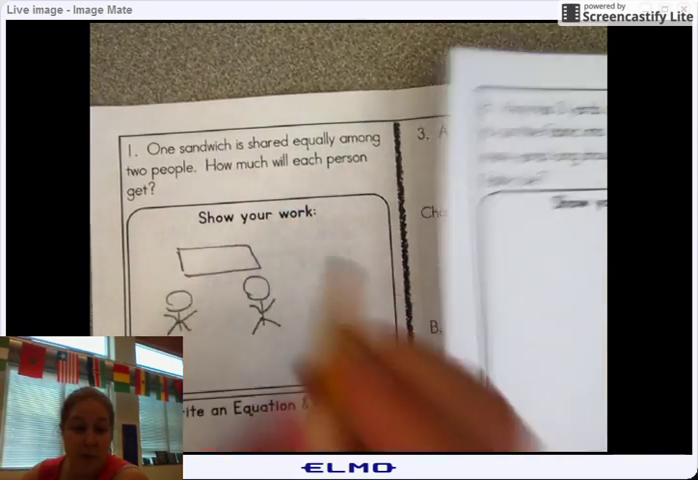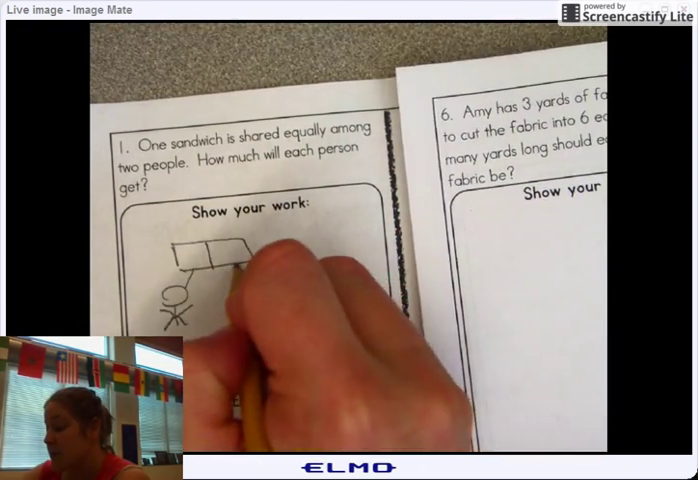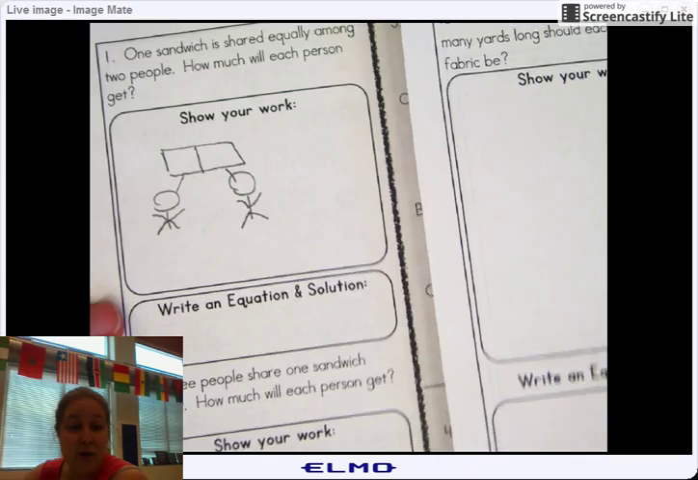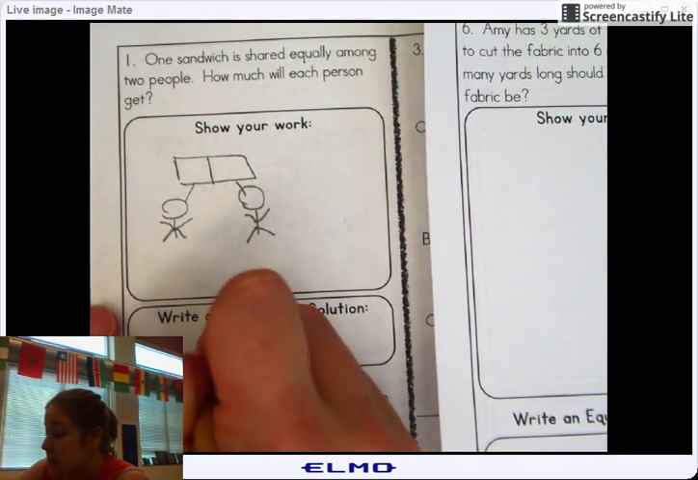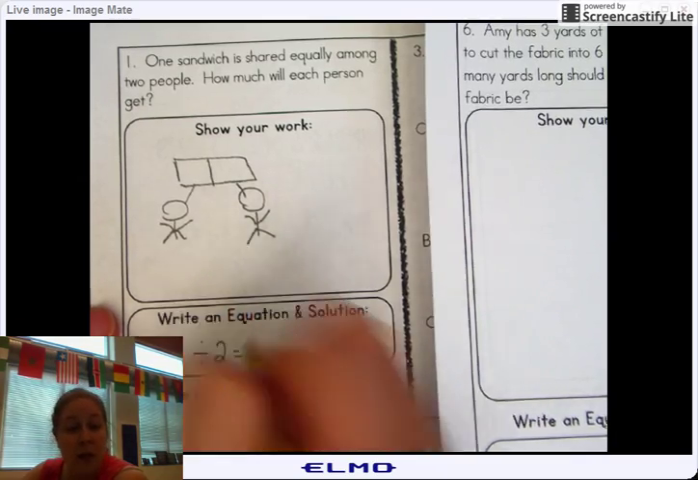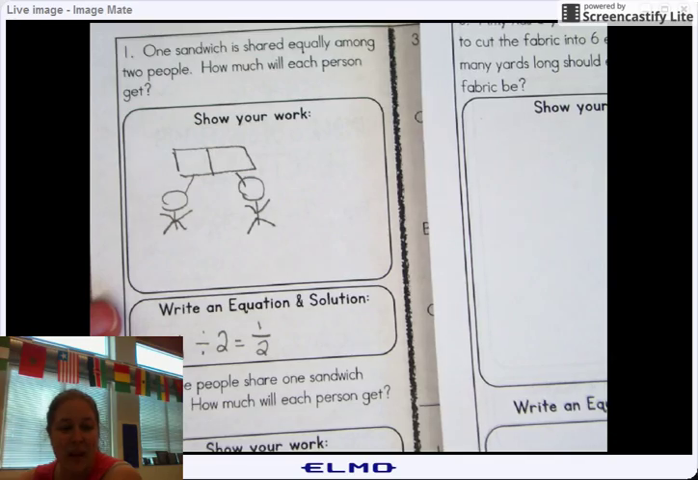For you guys, you should have just been able to say, oh, I'm going to cut it in half. He's going to get this. He's going to get half. Therefore, my equation is really 1 divided by 2 equals 1/2. Okay.